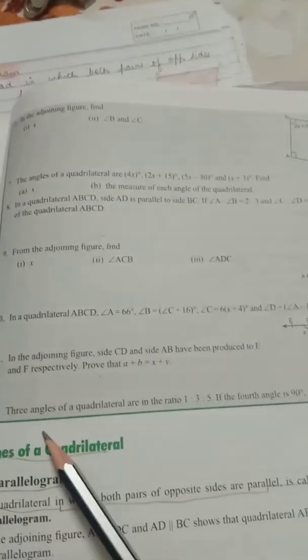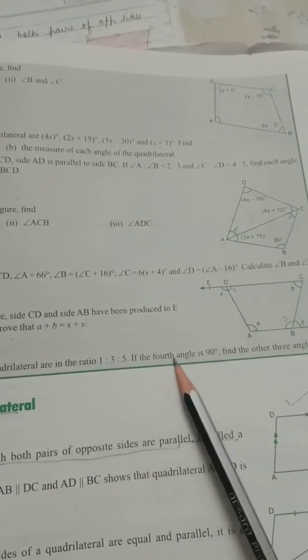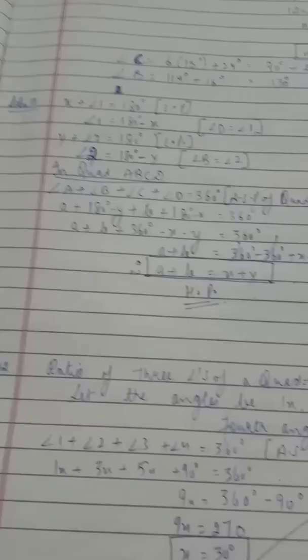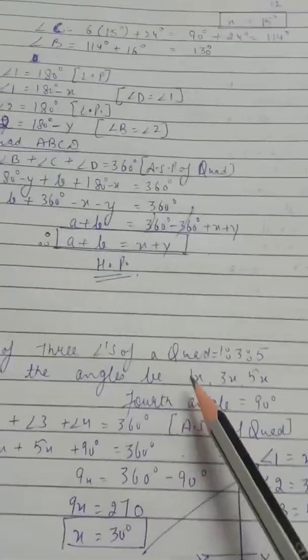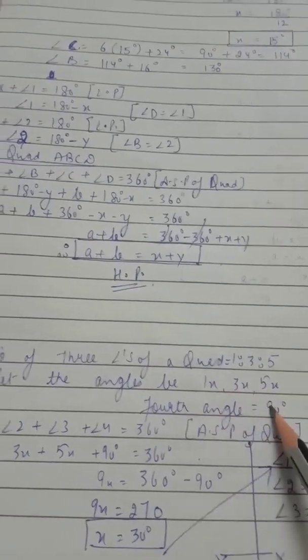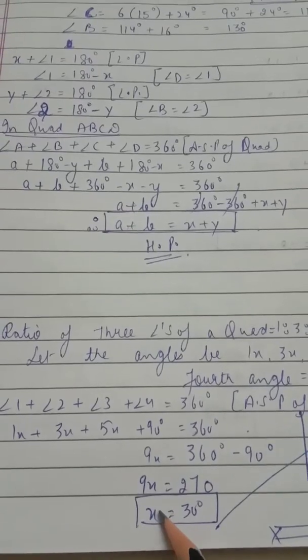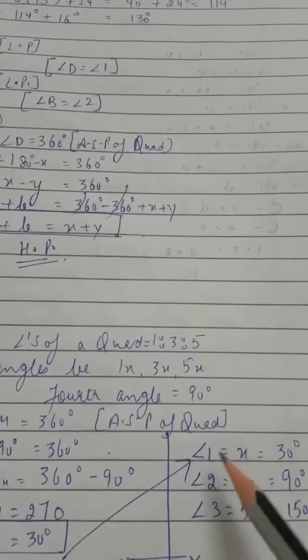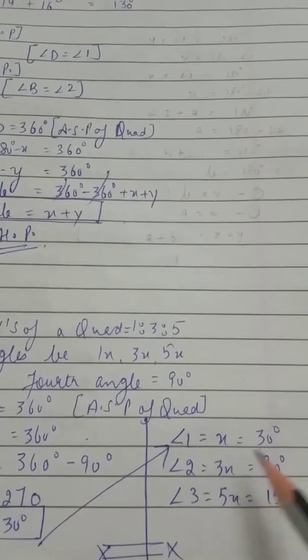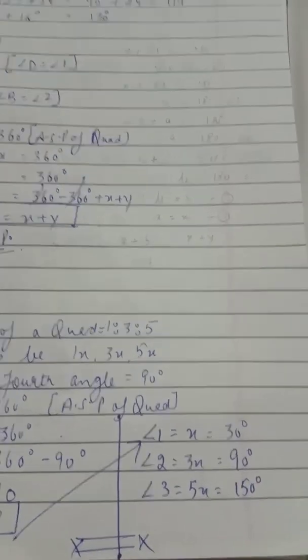Now for the last question, the ratio of angles is given. The fourth angle is given as 90. You have to find the three angles of which we have the ratios. So let the angles be 1x, 3x and 5x. The fourth angle is already given. Use your angle sum property, putting the values in that. We get x as 30 degrees, and angle 1 which is x is 30, angle 2 is 90 and angle 3 is equal to 150 degrees.